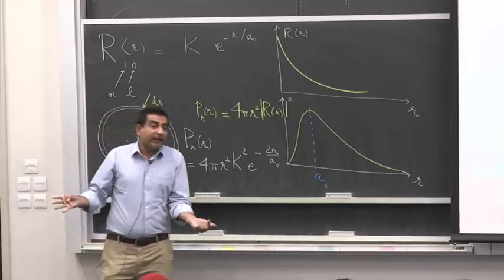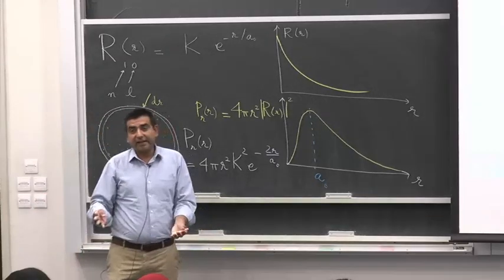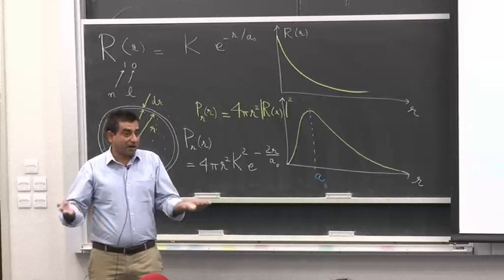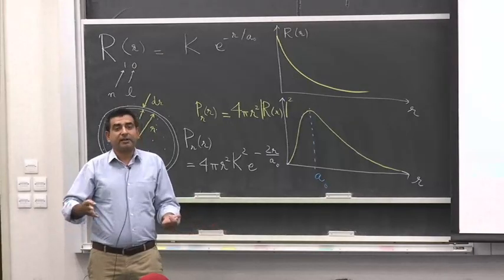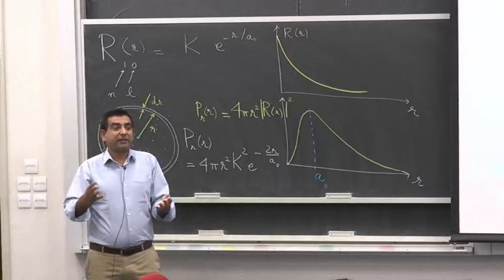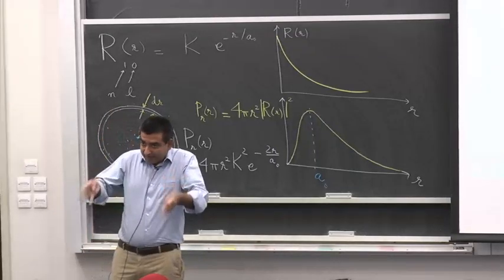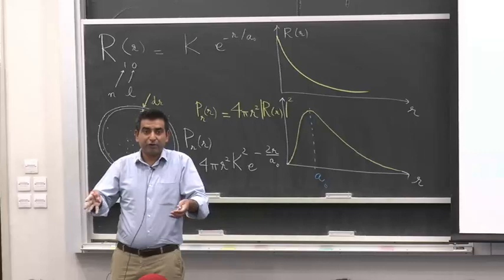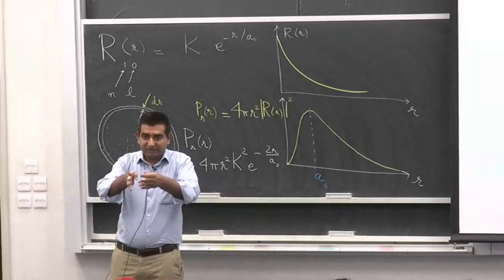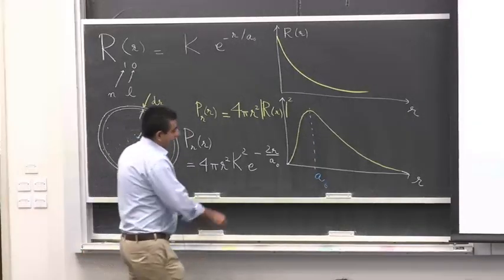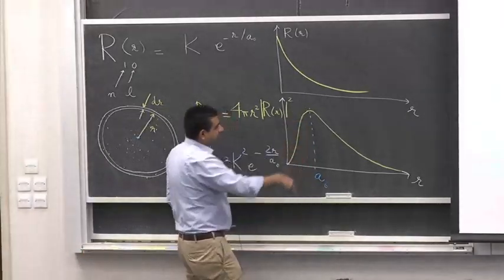It's like a unit of length. Just like the electron's charge can be considered to be a unit of charge, the magnetic moment of an electron can be considered to be a unit of magnetism. This Bohr length can be considered to be a unit of length. Okay, it's a fundamental unit of length. So this is where the probability density is maximized.